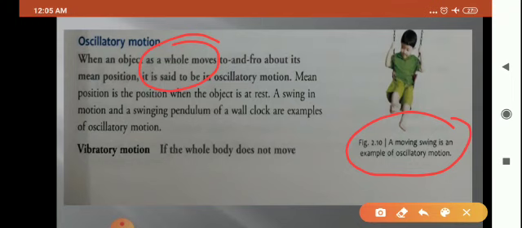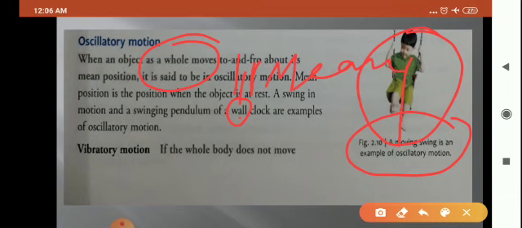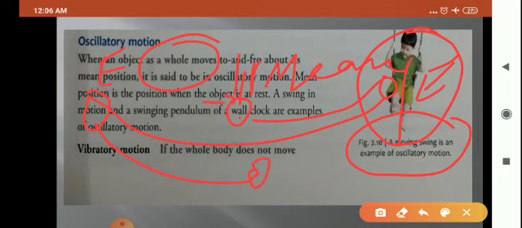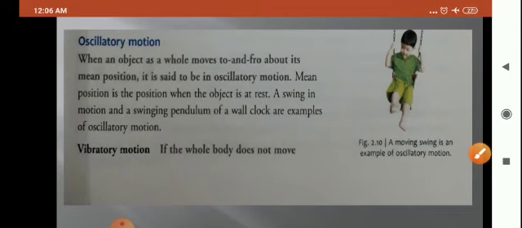And in oscillatory motion, children, the body as a whole moves. Suppose this boy is swinging, so the whole body is swinging. First of all, when the swing is at rest, that is your mean position. Then after hitting, the body will go to this end, that is your extreme position. Again it will go to the extreme position, and then again it will come back to the mean position. Then again it will go to the extreme, and then mean. Like this.